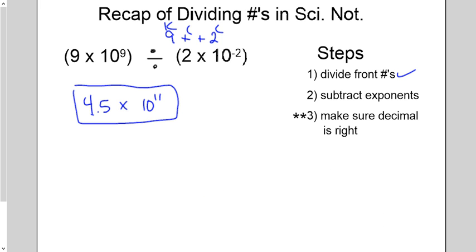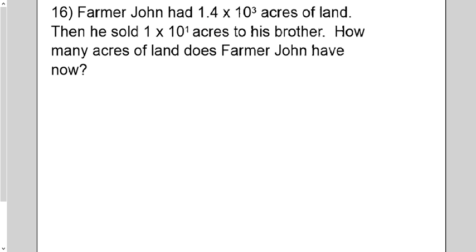Let's hurry up and get to number 16. That was our story problem. Farmer John had 1.4 times 10 to the 3rd acres of land. Then he sold 1 times 10 to the 1st acres to his brother. How many acres does Farmer John have now? Well, pretty much you take your total and you subtract what he sold, and that would give us how much he has left. For instance, if he had 10 acres and he sold 1 acre, he would have 9 acres left.